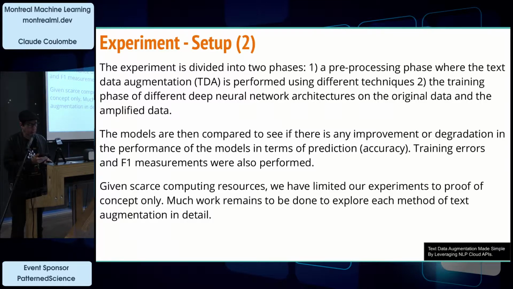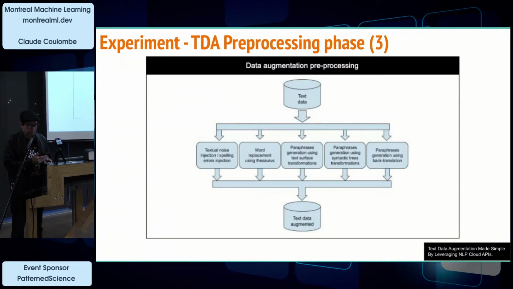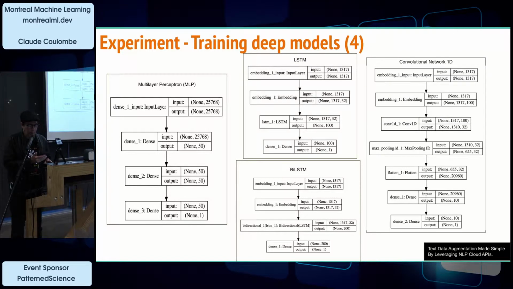Given scarce computing resources, we have limited our experiment to proof of concept only. Much work remains to be done to explore each TDA technique in detail. The neural network architectures are nothing very exotic: a classical feed-forward network, the multi-layer perceptron, a convolutional net, CNN 1D, and 2 recurrent networks, LSTM and BLSTM.